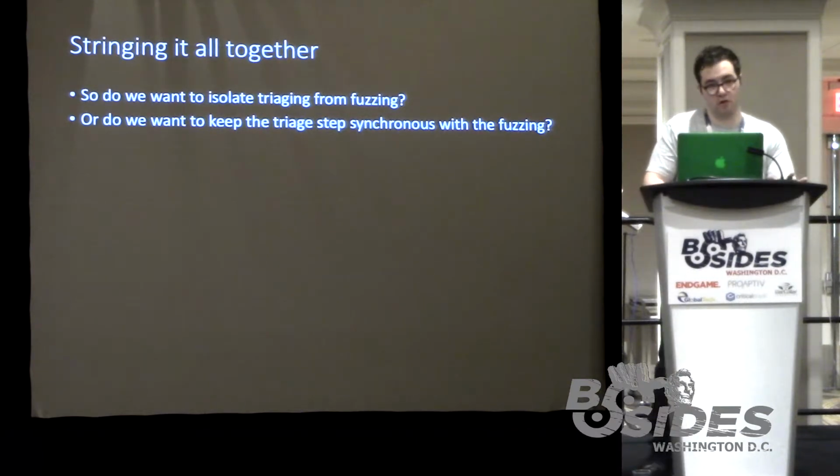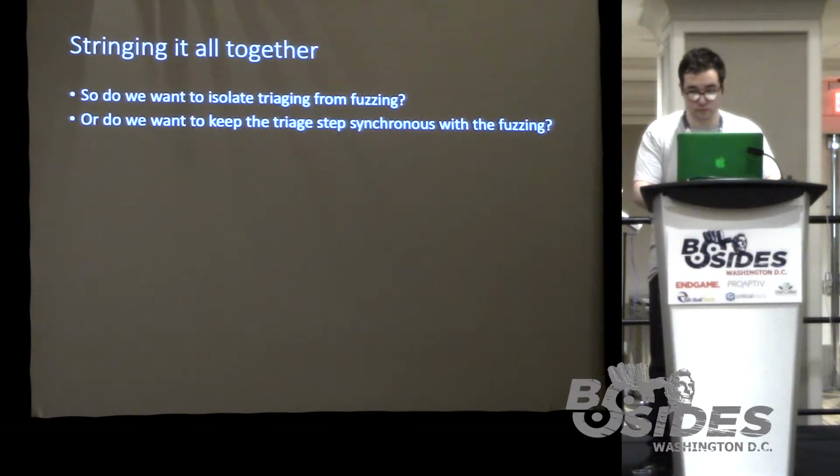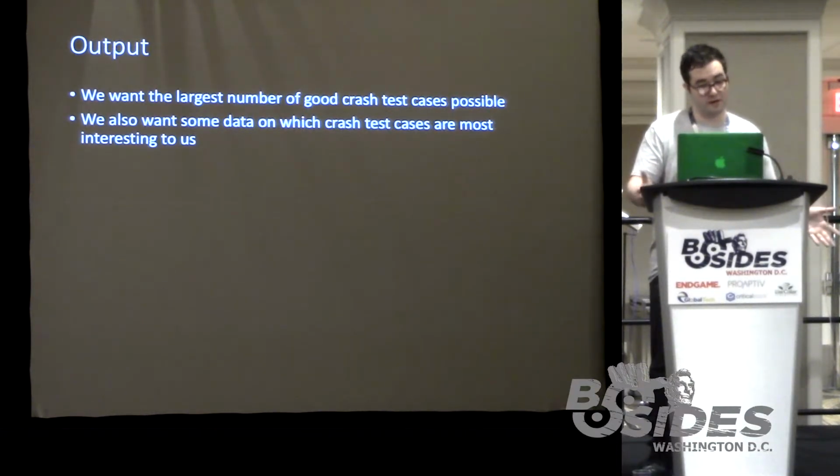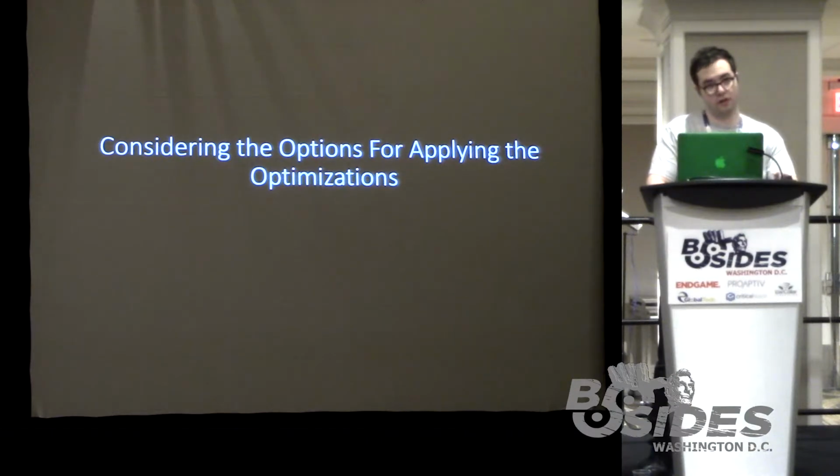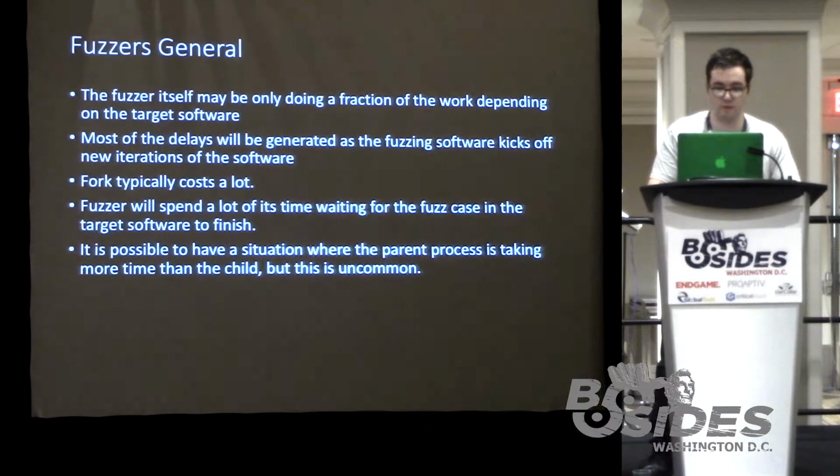And just to think about how we're going to string all this together, we want to think about how we isolate triaging from fuzzing, or how we want to keep the triage step synchronous from the fuzzing. Again, there's actually a lot of options for how you split up things across nodes and what is actually useful. For our output, we want the largest number of good crash test cases possible, and we also want some data on which crash test cases are most interesting to us. So now we're going to consider the viability of each of these optimizations and how it potentially could work on our system, and see as we go on if any of these are viable speedups for our scenario.